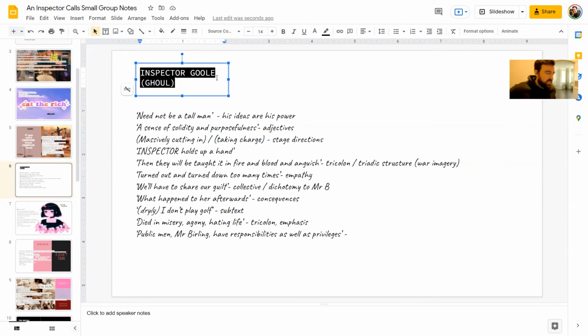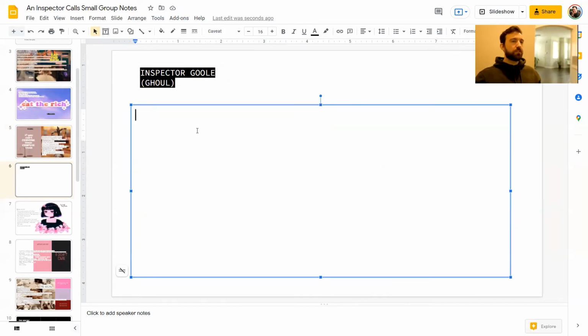And we get the sense that if Mr. and Mrs. Burling had learned their lesson the way that Eric and Sheila had, and also Gerald didn't learn either, maybe Eva Smith's death would not have happened, and maybe it would have changed the course of history. So again, that's the depth of Inspector Goole. If any questions do pop up, feel free to ask me in our lessons as well, obviously, about them. So we're just going to keep it quite simple.